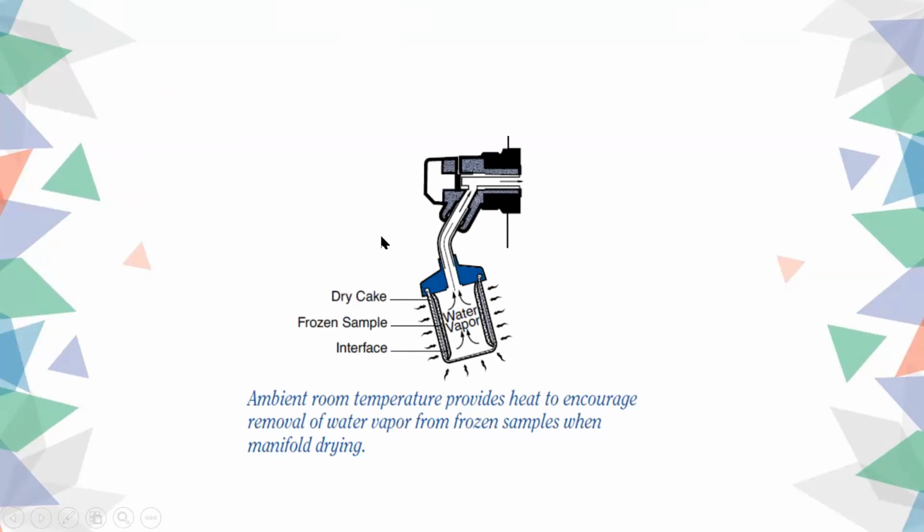As you can see in this figure, ambient room temperature provides heat to encourage removal of water vapor from frozen samples when manifold drying. But you should keep in mind that the room temperature should not exceed 25 degrees centigrade. Otherwise, melting of the sample will occur. That means refreezing of the sample and further time required for the freeze drying process. So the room temperature is very important, but should be at 25 degrees centigrade.